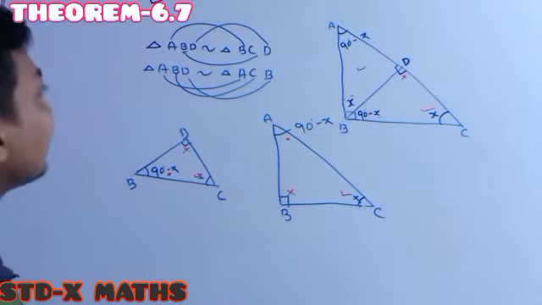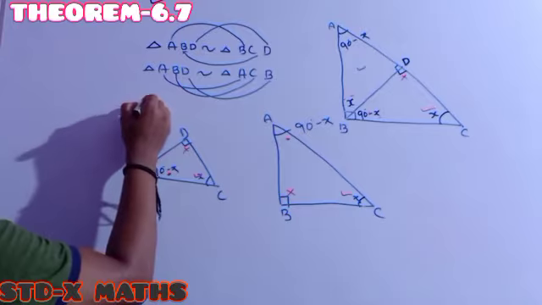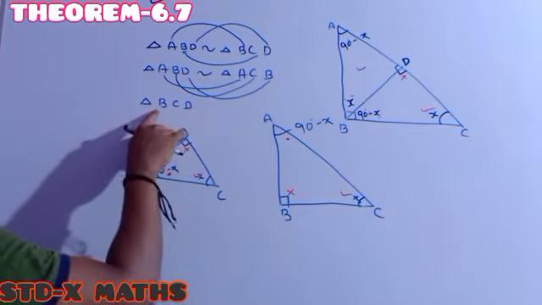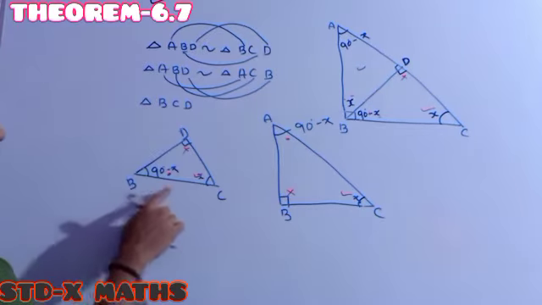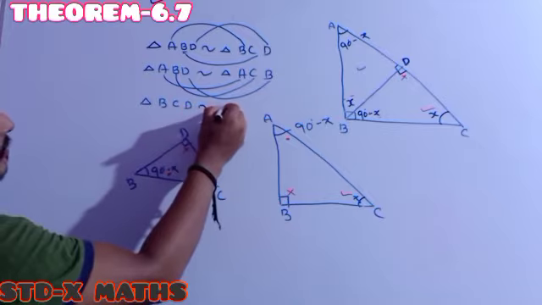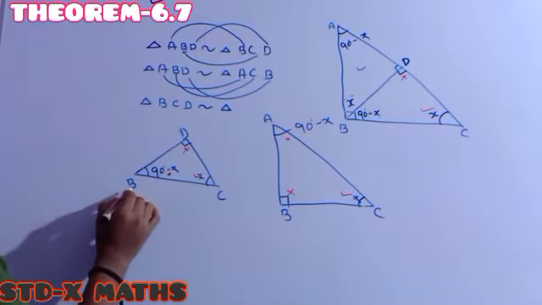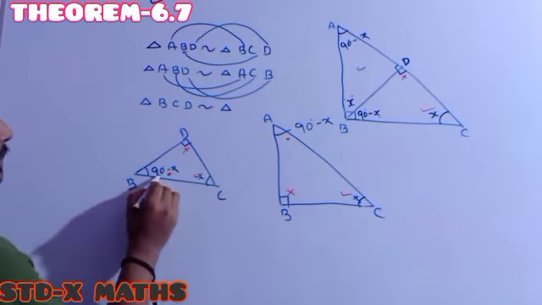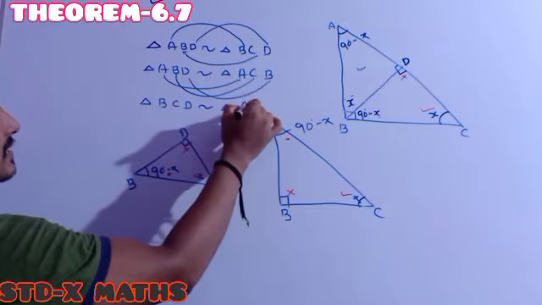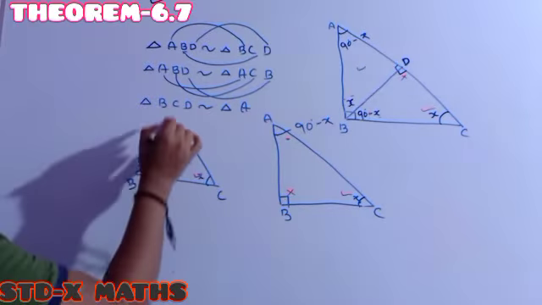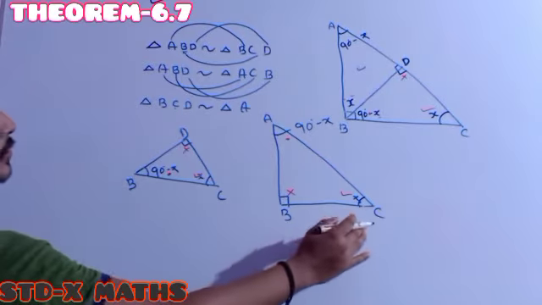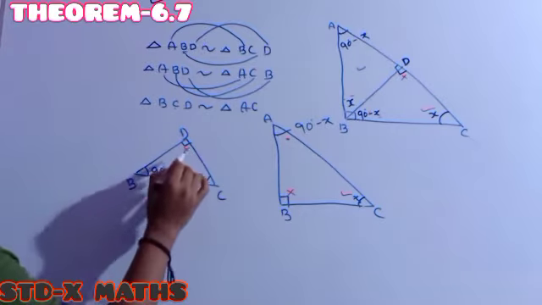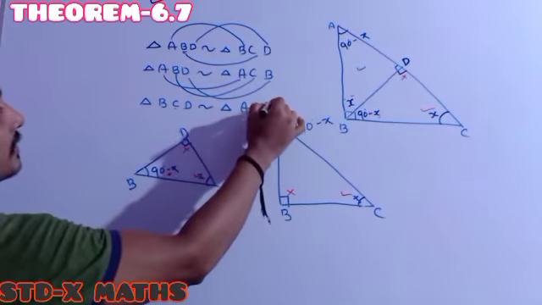So now I can say triangle BCD. See carefully, everyone see it carefully. B of this triangle is matching with A. 90 minus x, here it is 90 minus x. B is matching with A. Then C will match with your C. Here C, also here it is also C. And D will match with your B.